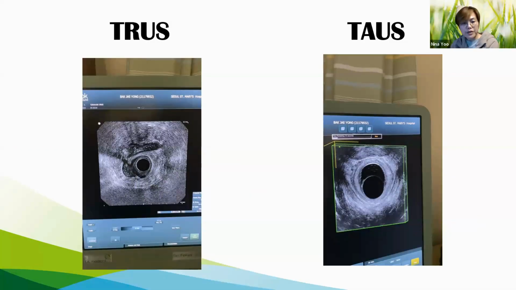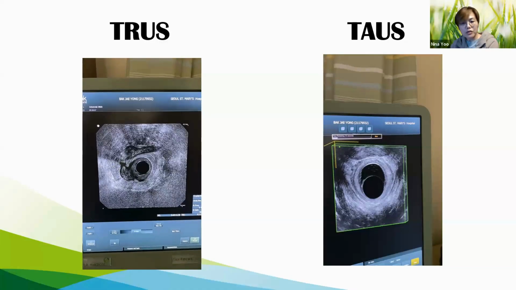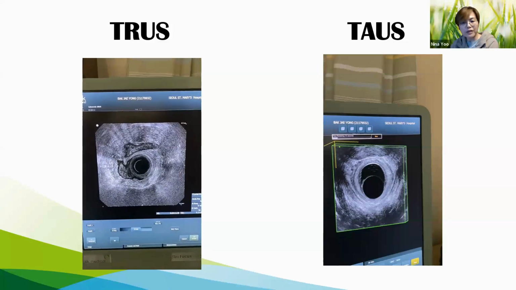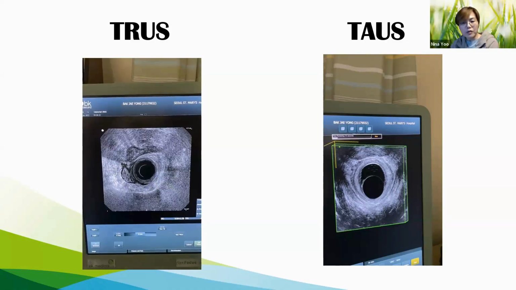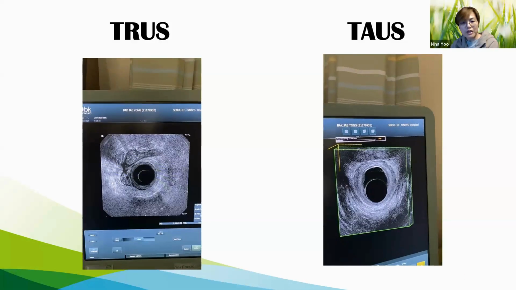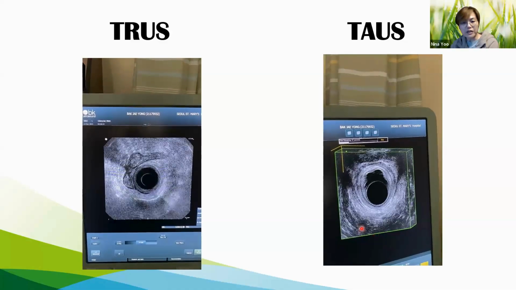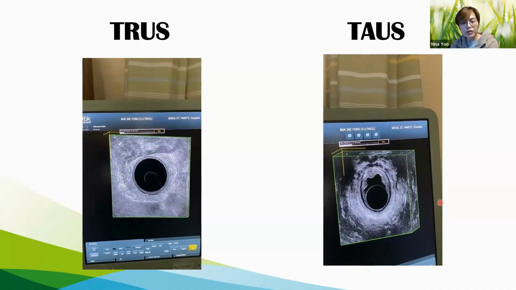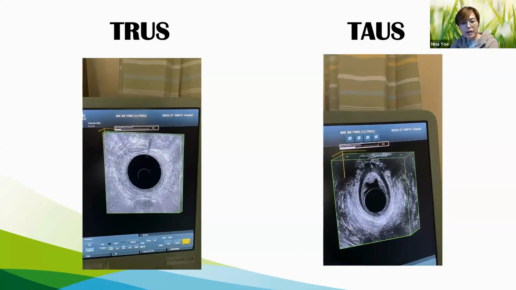This is the sample video. The transrectal ultrasound can visualize the entire pelvic floor, pelvic cavity and the pelvic organs, while the transanal ultrasound focuses on visualizing the anal canal. This is how you scan through the whole anatomy.